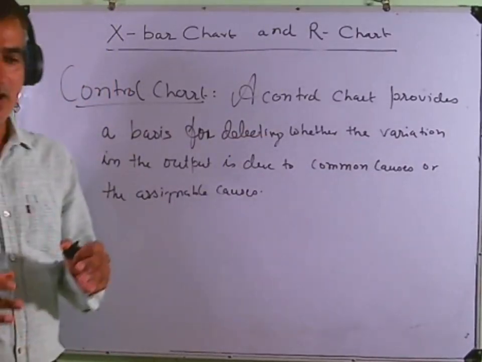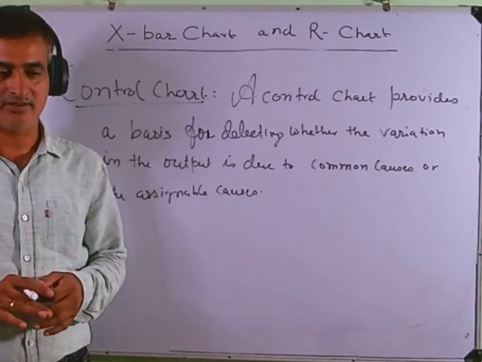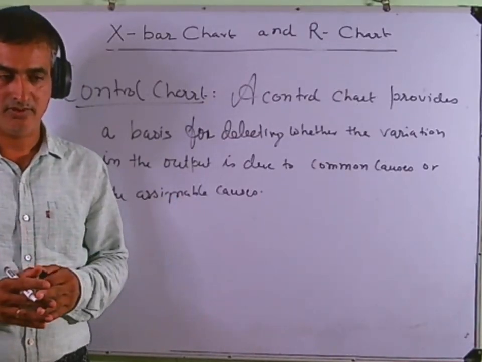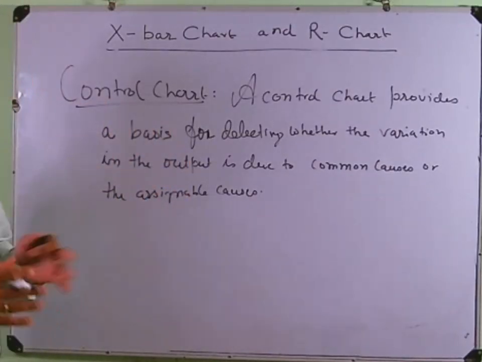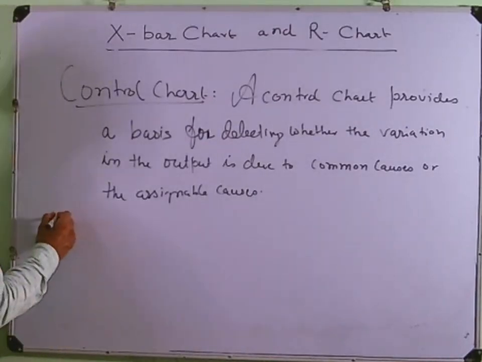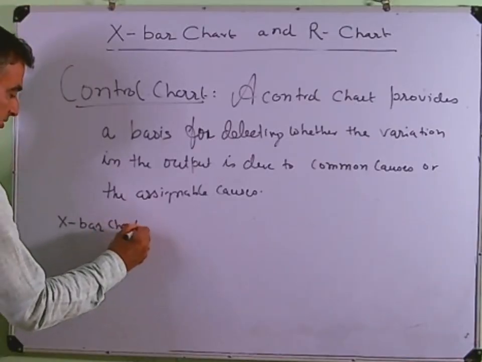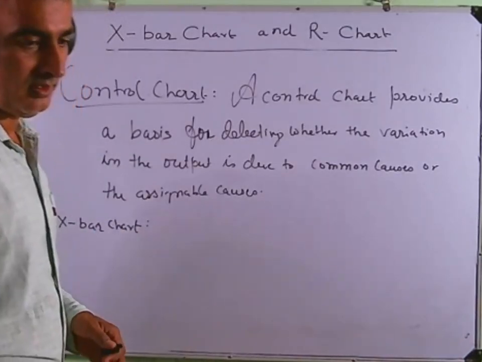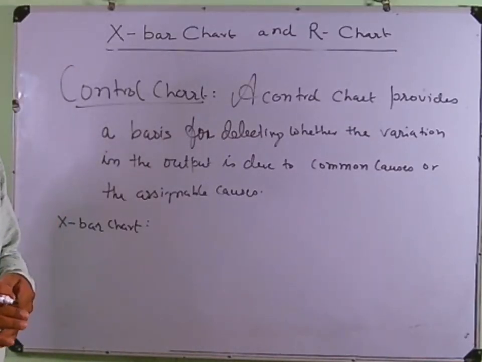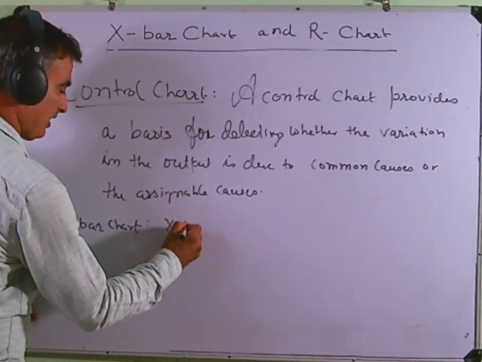Whenever an out of control situation is detected, adjustments or other corrective actions are taken to bring the process back into control. So these control charts can be classified by the type of data they contain. The first one is the X bar chart. So what does the X bar chart do? X bar chart is measured in terms of variables such as length, weight, temperature, and so on.